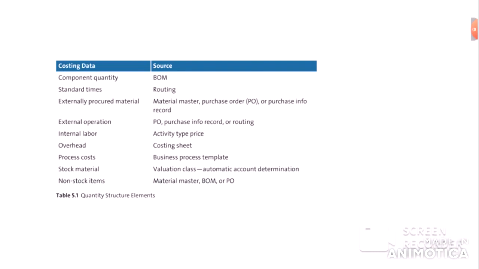So component quantity comes from the BOM, standard times come from the routing, externally procured material from the material master, purchase order or purchase info record, external operation from the PO, purchase info record or routing, internal labor from the activity type price, overhead from the costing sheet, process cost from the business process, template, stock material from the valuation class, automatic account determination, and non-stock items from the material master, BOM or PO. These are the quantity structure elements.